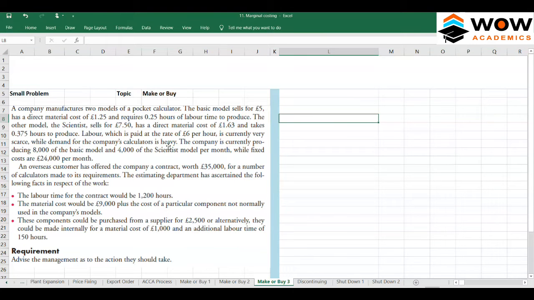So we'll read from this problem. The requirement is to advise the management as to the action they should take. Okay, so it's again a make or buy problem only. So we have to ignore the fixed cost, and we'll read the question. You can read along with the cursor.